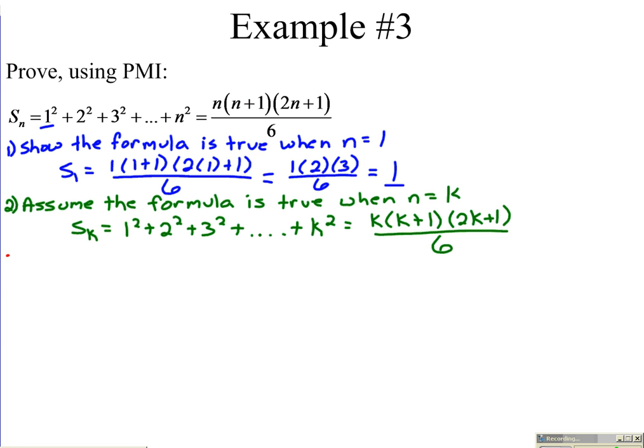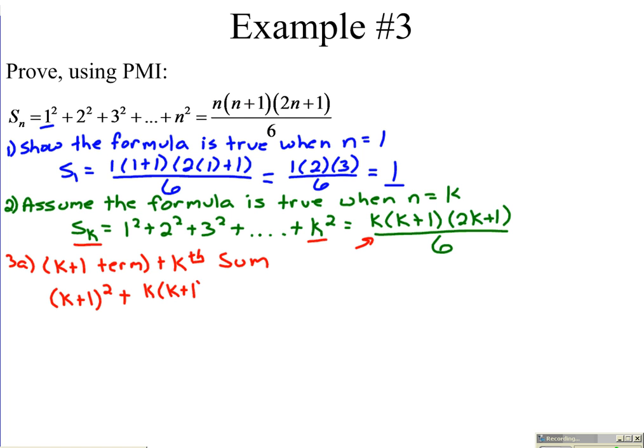Third step, part A. We want to take the k plus 1 term and add that to the kth sum. Well, our k plus 1 term we know comes right after this. Plug the term number in to find the value. So our k plus 1 term is going to be k plus 1 squared. To that, I need to add the sum of the first k integers. The sum of the first k integers is given by this formula right here: k times k plus 1 times 2k plus 1 all over 6.